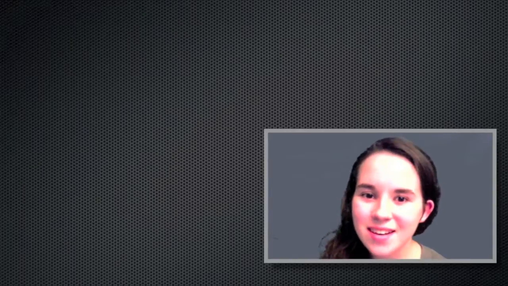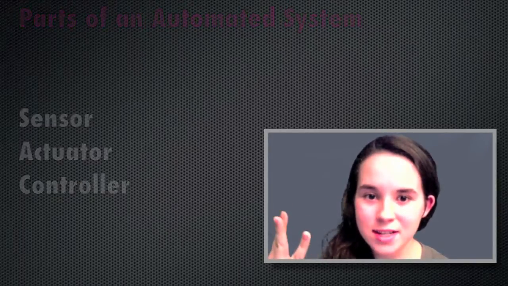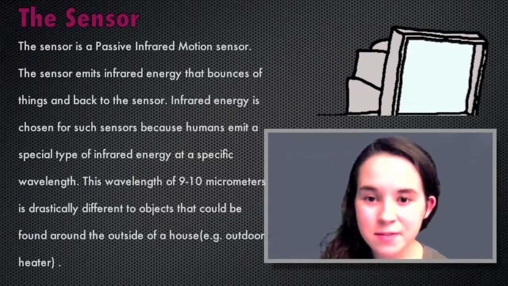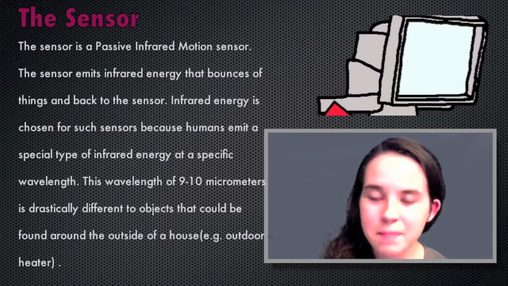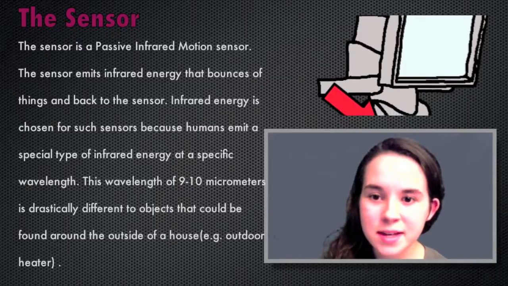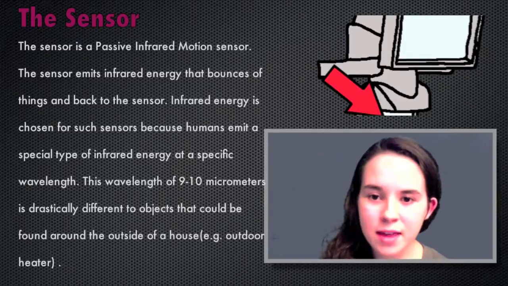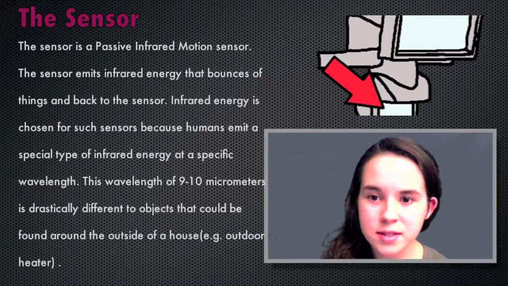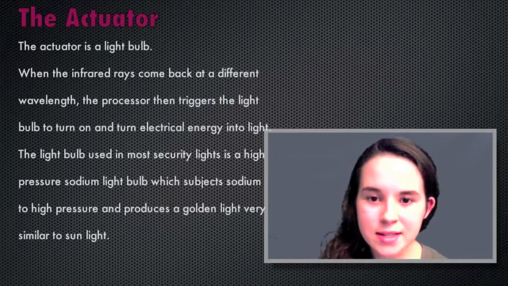Now let's look at how security lights work. All automated systems have three things: a sensor, an actuator, and a controlling device. The sensor is a passive infrared motion sensor. It emits infrared energy that bounces off things and then back to the sensor. Infrared energy is chosen for such sensors because humans emit a special type of infrared energy at a specific wavelength. This wavelength of 9 to 10 micrometers is drastically different to an object that can be found outside the house, like an outdoor heater. The actuator is a light bulb.